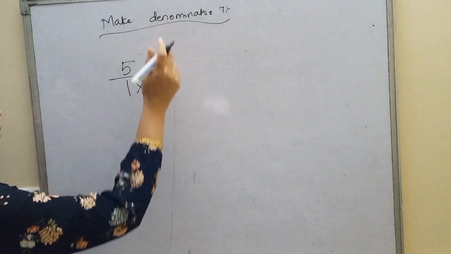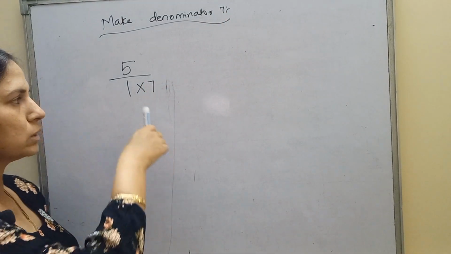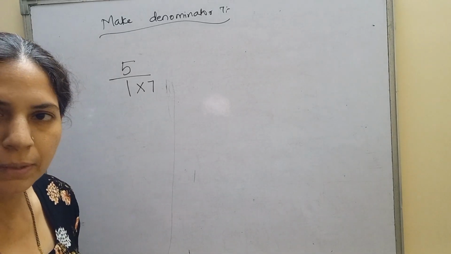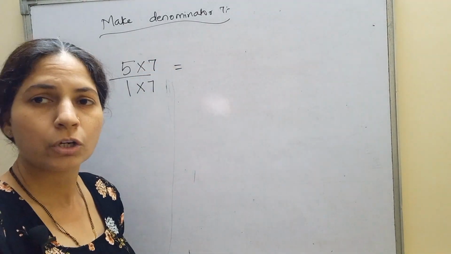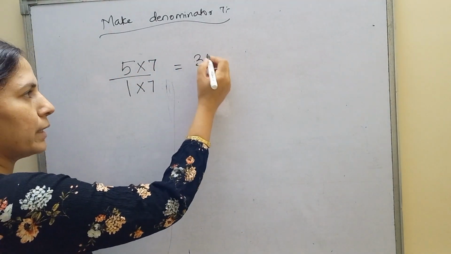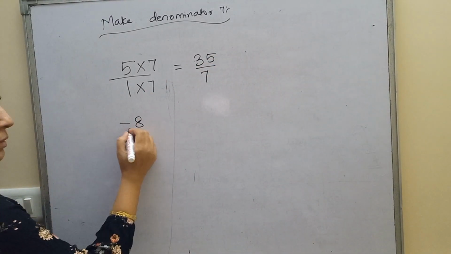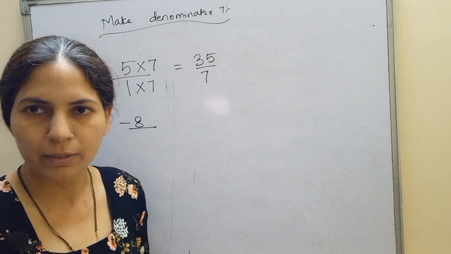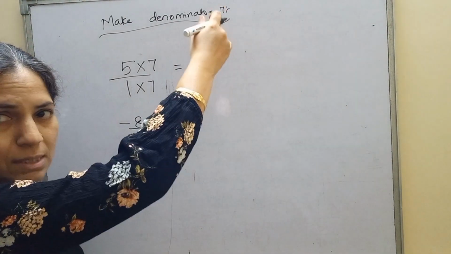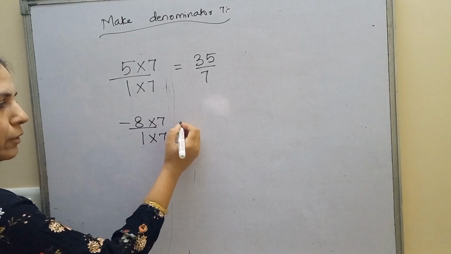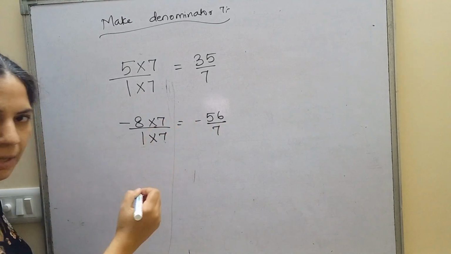Multiplied by what? You have to make it 7, na? Multiplied by 7. Is it okay to give 7 to the younger brother and not to the elder brother? No, there will be a fight. Multiplied by 7, both numerator as well as the denominator. 7 5s are 35 upon 7 is the answer. Next is what? Minus 8. What is there in the denominator? 1. If nothing is there, it means there is 1. Put a 1 here. Multiplied by 7 because the question says make denominator 7. Multiply numerator also to make justice. Answer should be minus 56 upon 7.